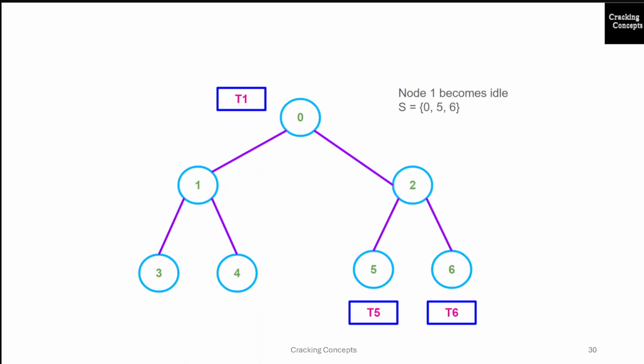Now node 1 has received a token from each of its children, that is 3 and 4. Now when it terminates, it will send its token T1 to its parent 0. Now the new set S will be 0, 5 and 6.